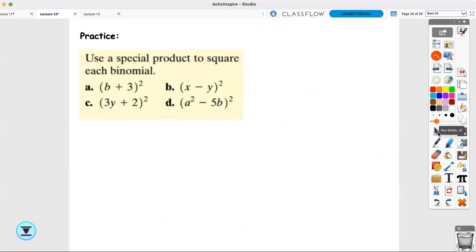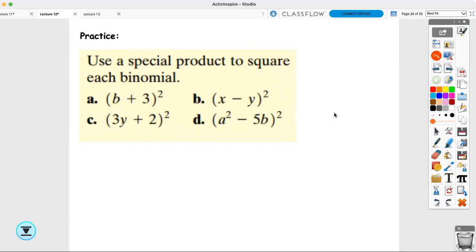It wants us to use the special product to square these binomials. All right, guys, I'm gonna go ahead and give you guys about 4 minutes on this one. Good luck.